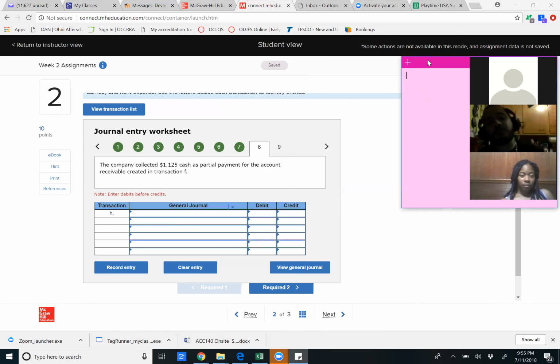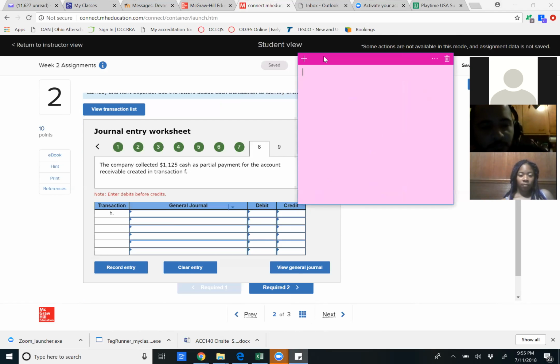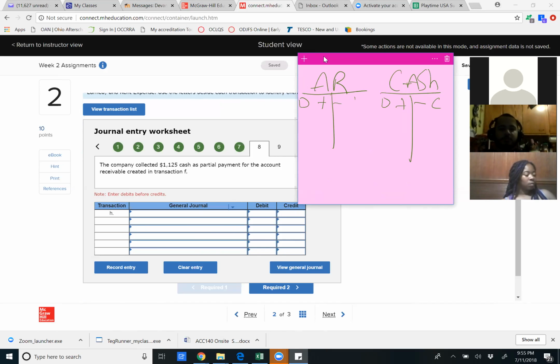So, yes, I do. This is a good one. The company collected $1,125 cash as partial payment for the accounts receivable transaction. So we want to change our AR balance and we want to change our cash balance. Both of these are assets, so they're plus minuses. Our asset balance had a balance before, but we want to decrease our AR balance, and AR is the money that people owe us, right? So since we want to decrease the balance, we're going to go down. We received cash, we collected the cash, so we want to go up with cash.